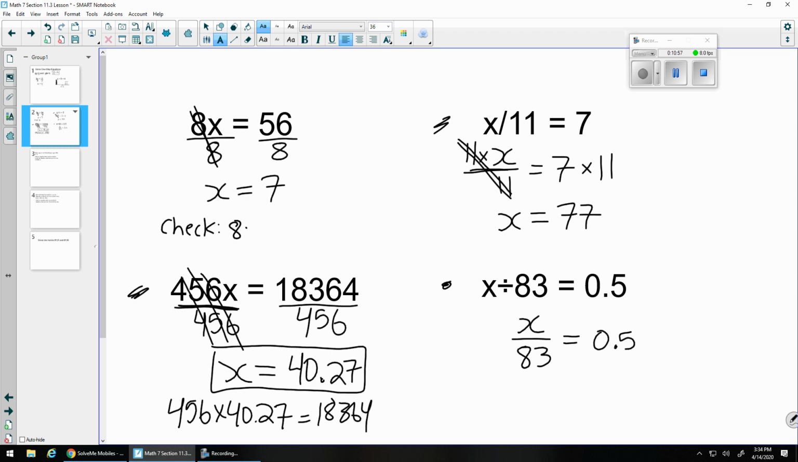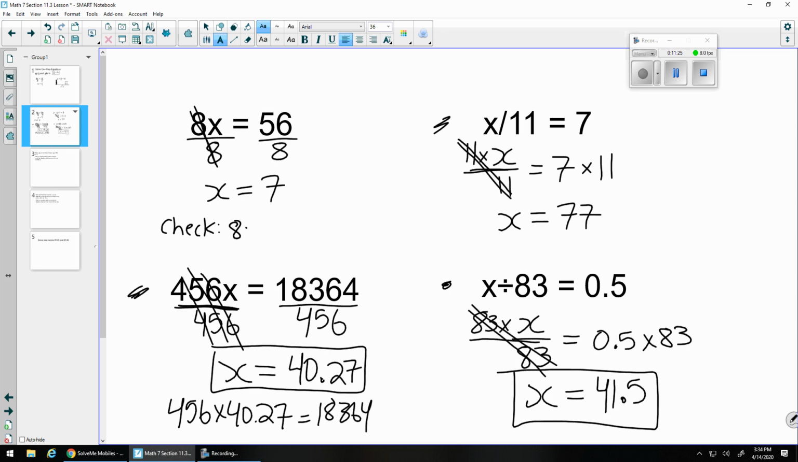But let's just follow our steps. x is being divided by 83. I'm going to multiply by 83. And I'm going to multiply by 83 on the right side as well. I did it to both sides, so the equation's balanced. 83 divided by 83 is 1, so I'm left with just 1x on my left side. And 0.5 times 83, you could use your calculator if you needed to, is equal to 41.5. And there's my final answer.